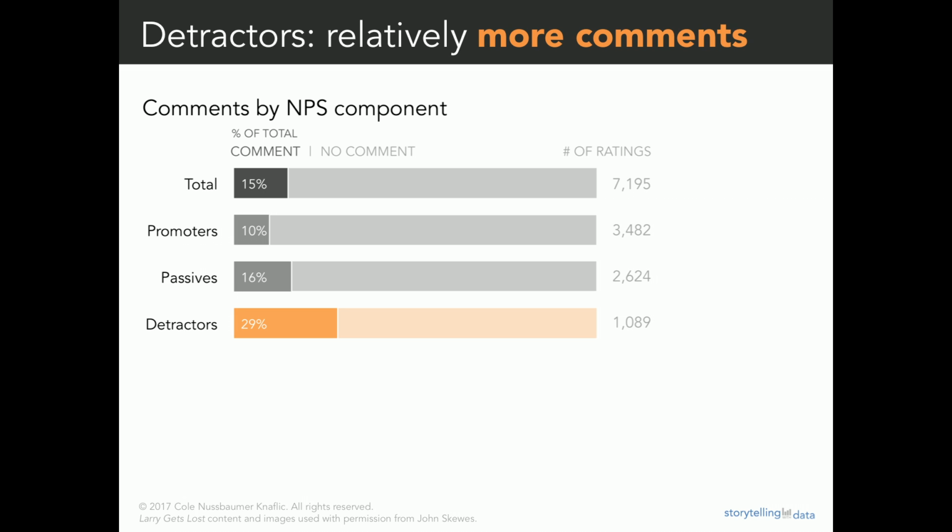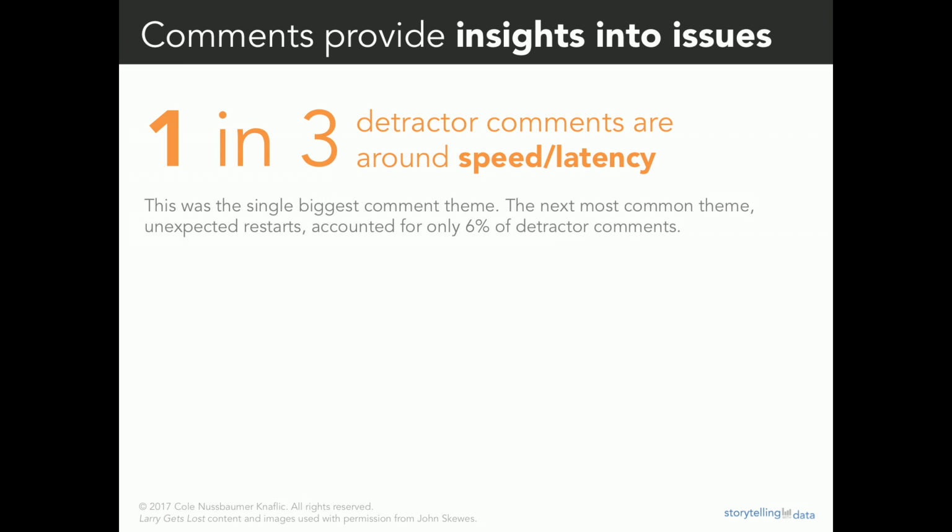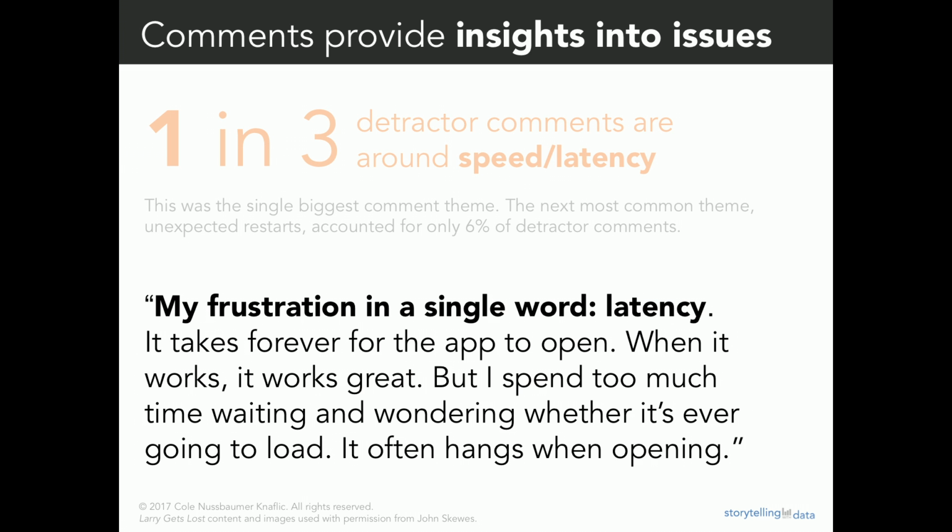Detractors tell us more things, though. So when we look at all of our customer feedback, 15% leave comments in addition to a numerical rating. But when we look at that number for detractors, it's up at 29%. So detractors are telling us why they're not likely to recommend our product. And their feedback is based on one thing more than anything else: latency. In fact, 1 of every 3 comments we get from detractors talks about latency or speed issues as the primary concern. Here's an example of what someone said.